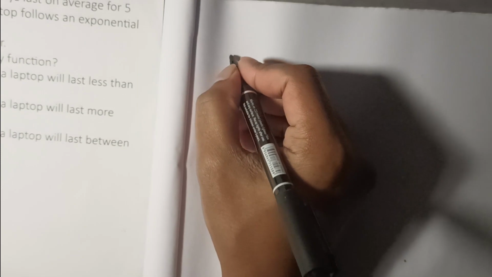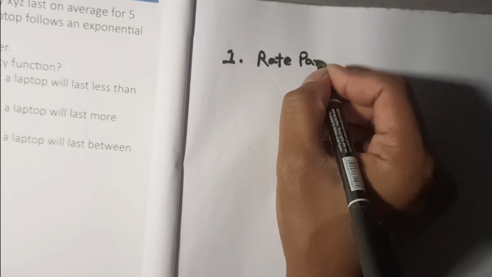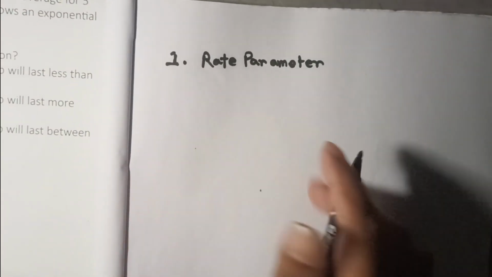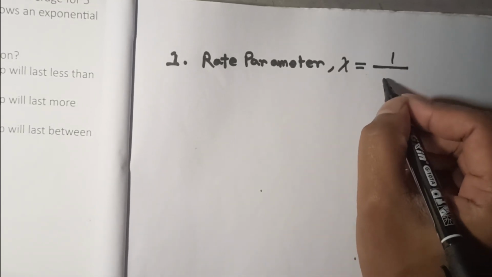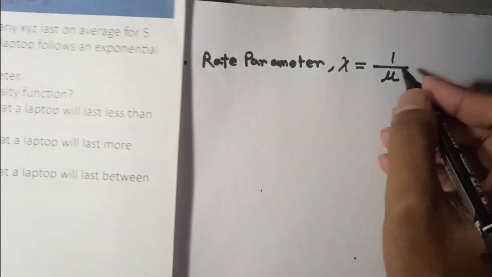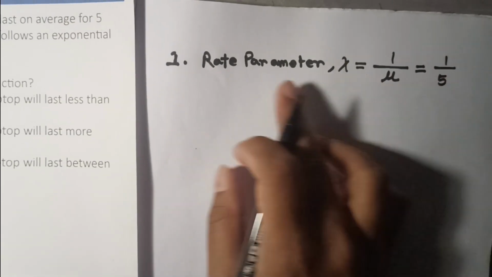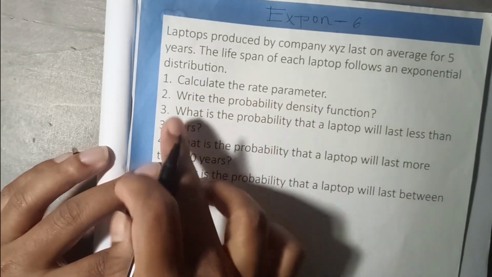As we already know from my previous video, the rate parameter is denoted by lambda, and it is actually the inverse of the average or the mean. Here the average given is 5, so we will use 1 by 5. So that is our rate parameter. We have successfully calculated our rate parameter here.